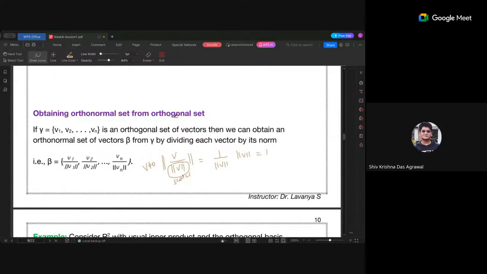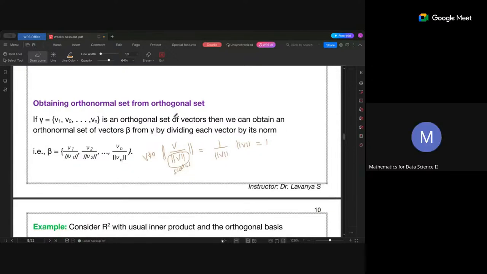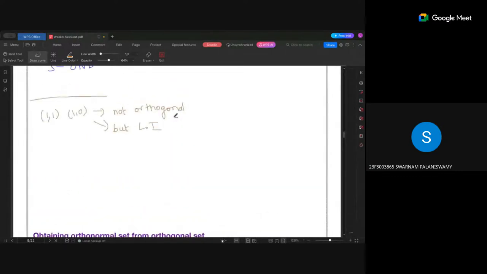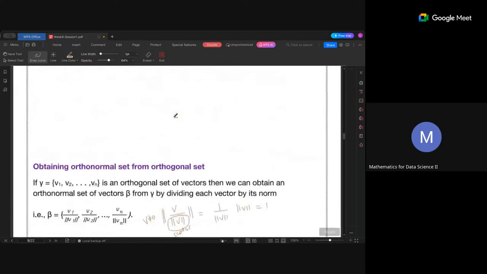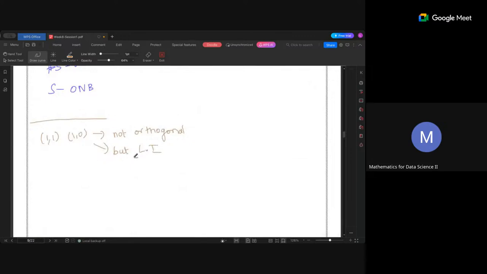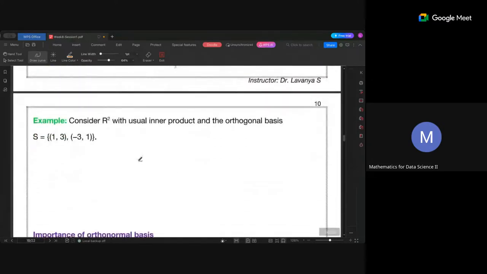Ma'am, in the normal definition, yes, we can say dividing by its magnitude. Yeah, to get the unit vector in that same direction. Ma'am, regarding the previous one, where you said when they are not orthogonal they can still be linearly independent, is the reverse true always? If they are linearly independent, are they always orthogonal? No. Okay. This itself is again the same example, right?